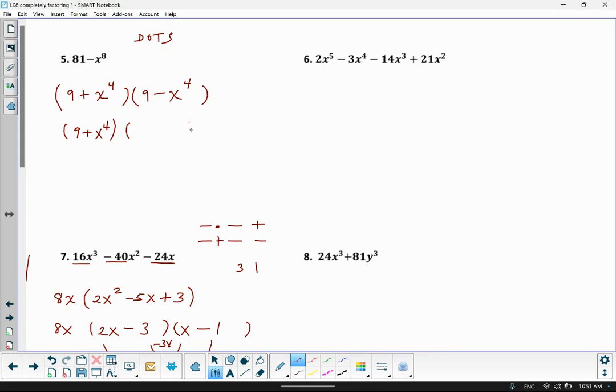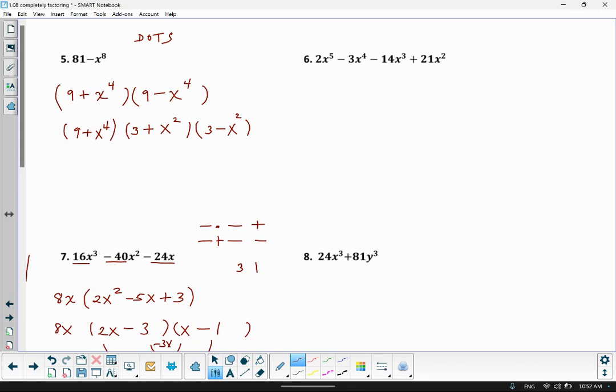But for the second term, I know that 9 is a perfect square, x to the 4th is a perfect square, and there's a minus in between, so we have DOTS. The square root of 9 is 3 plus or minus, and take the exponent and divide by 2, and that's where the x squared is.